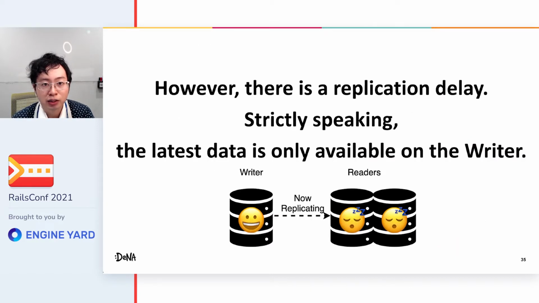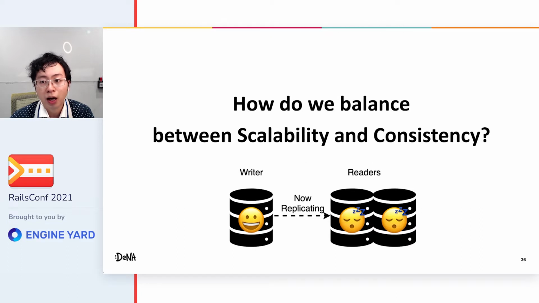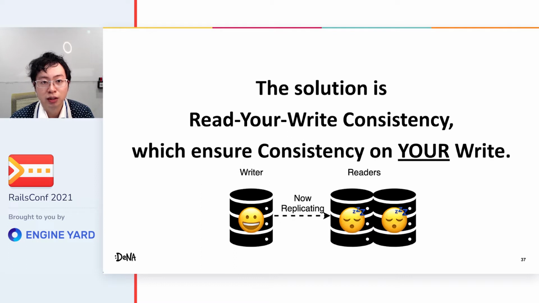However, there is a replication delay. Strictly speaking, the latest data is only available on the writer node. Then, how do we balance between the scalability and the consistency? The solution is read-your-write consistency, which ensures consistency on your write.